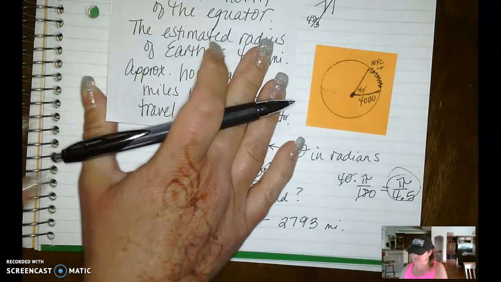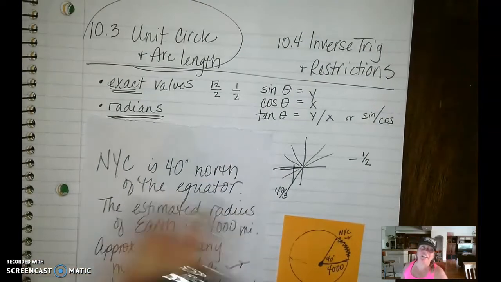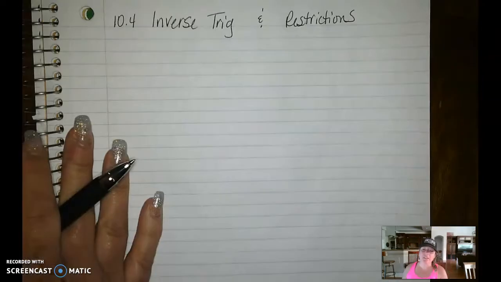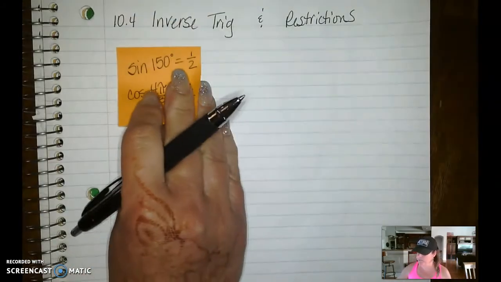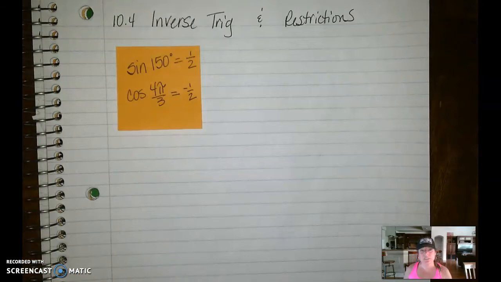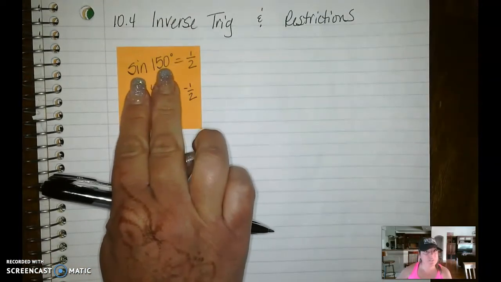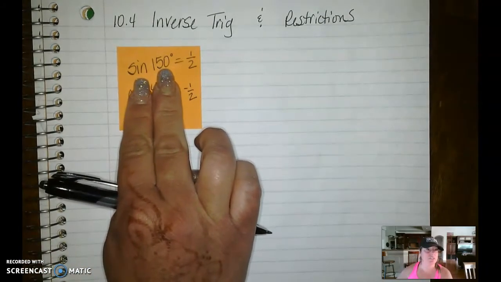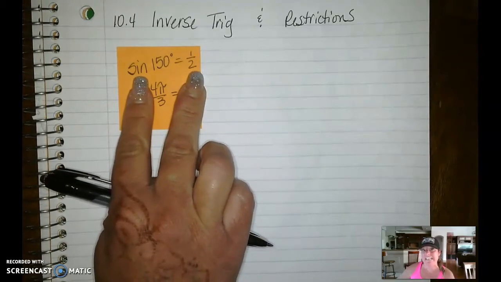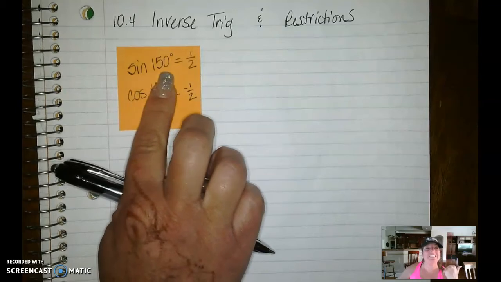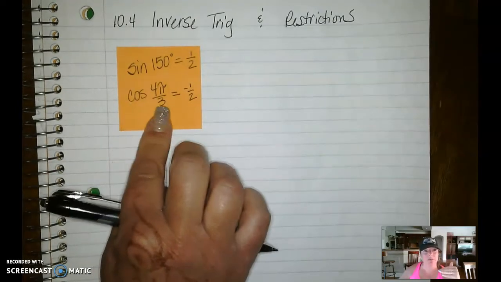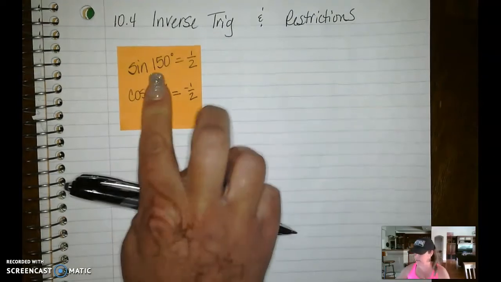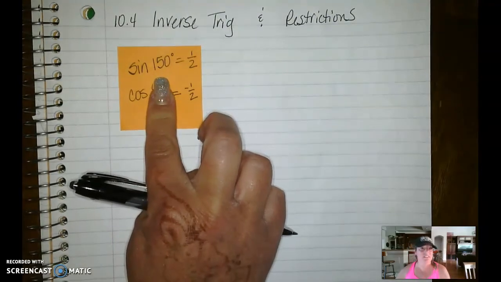Okay, let's go talk about section 10.4. All right, so now we're going to talk about the inverse trig, and so basically we're going to be doing the unit circle kind of backwards. So instead of me asking you specifically what is the y value at 150 degrees, what's the sine of 150, I'm going to say to you, okay, when is the sine 1/2? So what is this angle, okay? Instead of me saying to you, hey, go find 4 pi over 3 and tell me what the cosine is, or the x value, I'm going to say to you, hey, the cosine of what is negative 1/2?